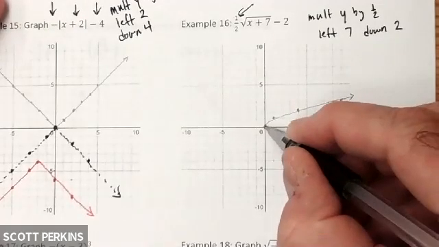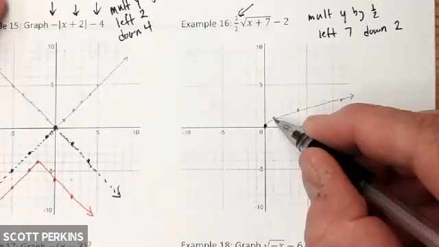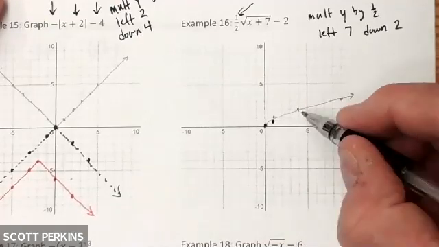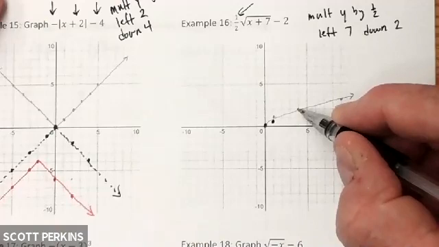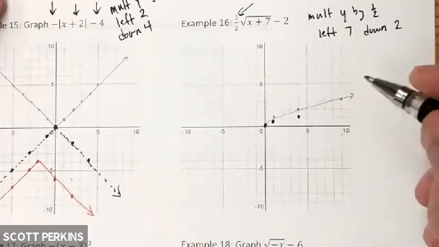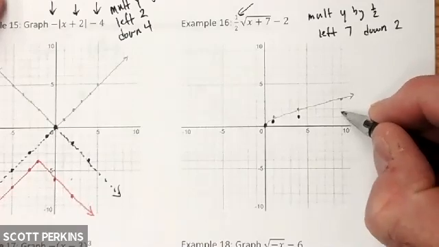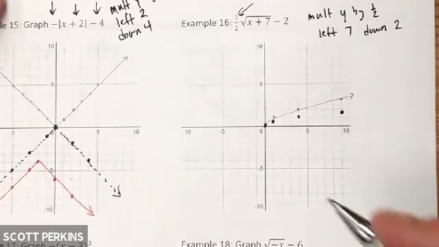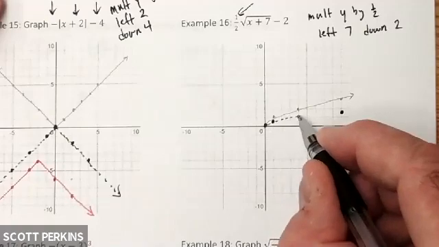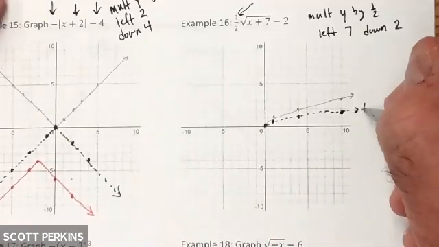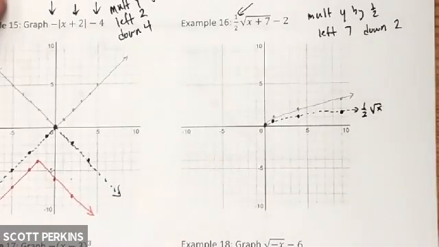So 0 stays 0. The y value of this point is 1, so 1 times 1/2 is 1/2. The y value of this point is 2, so 2 times 1/2 is 1. And then the y value of this point is 3, so 3 times 1/2 is 1.5. So I'll make a dot there. And I'm just going to do this dotted. And there's my 1/2 times the square root of x graph.